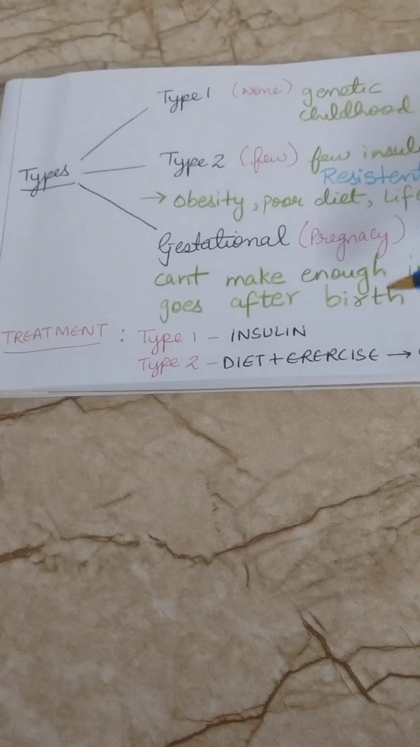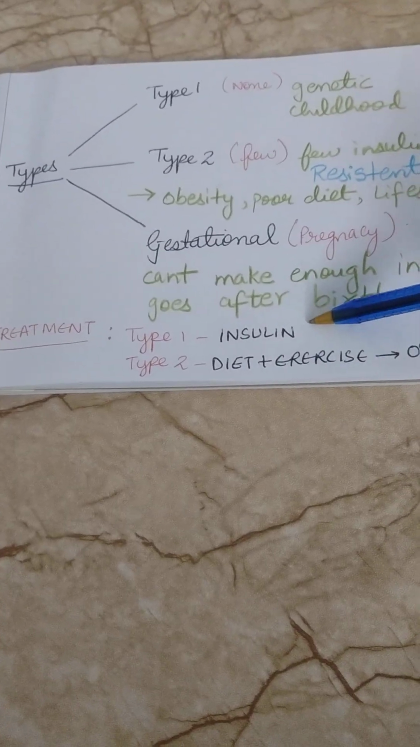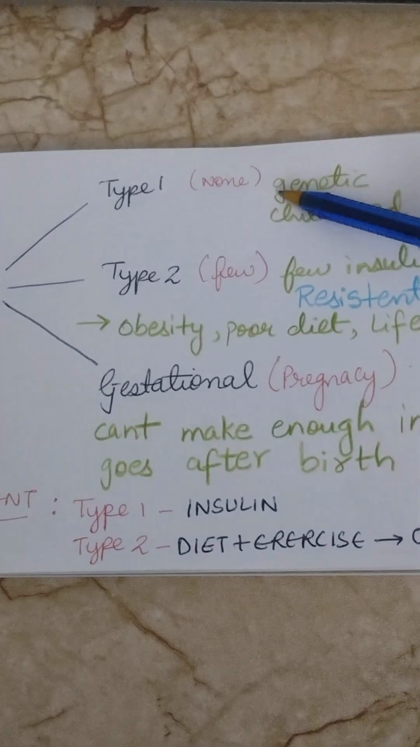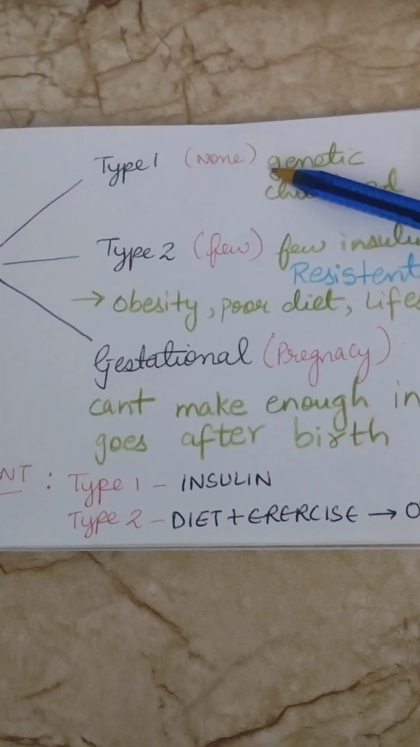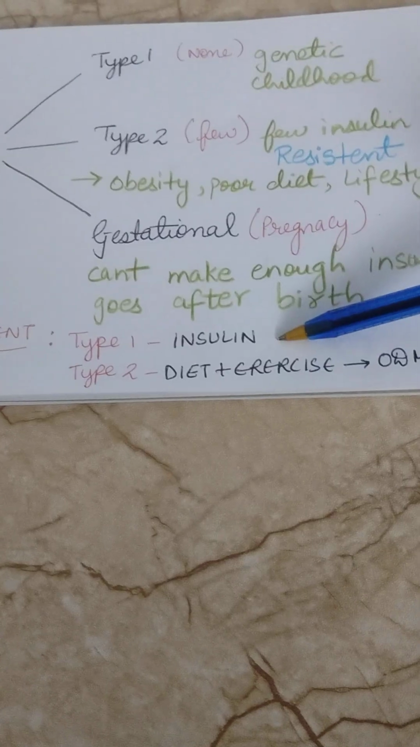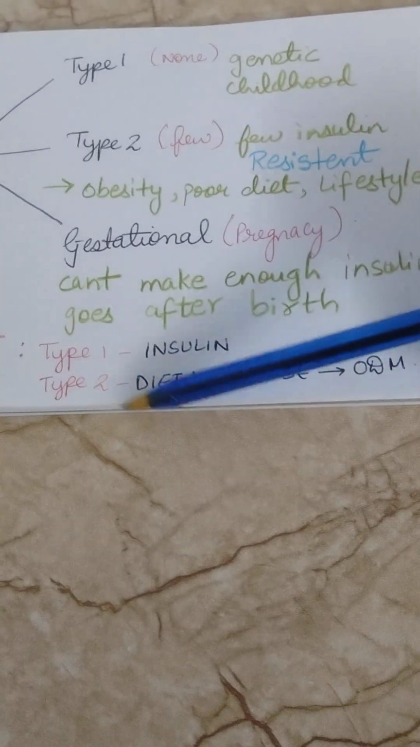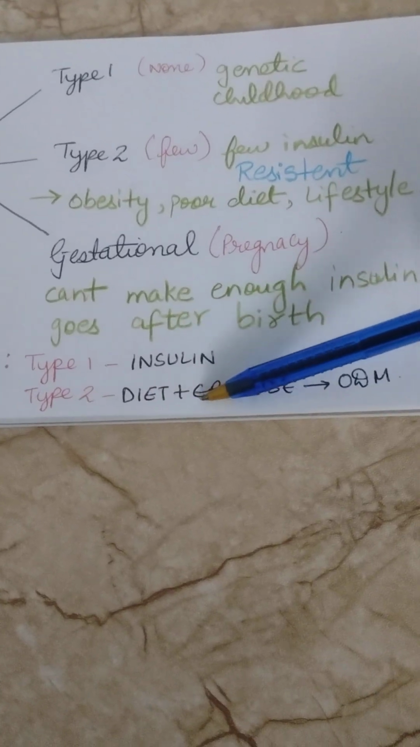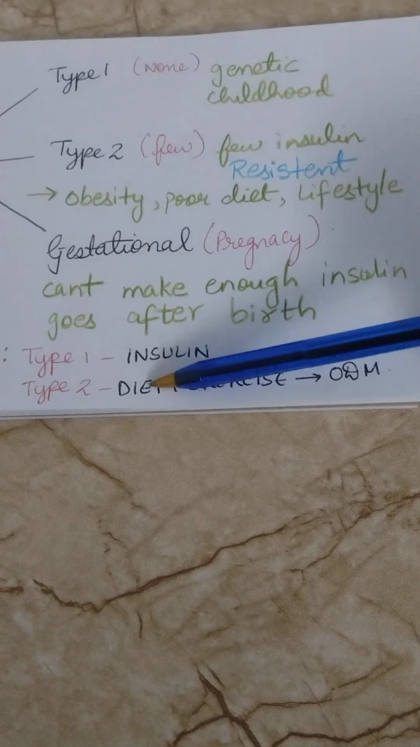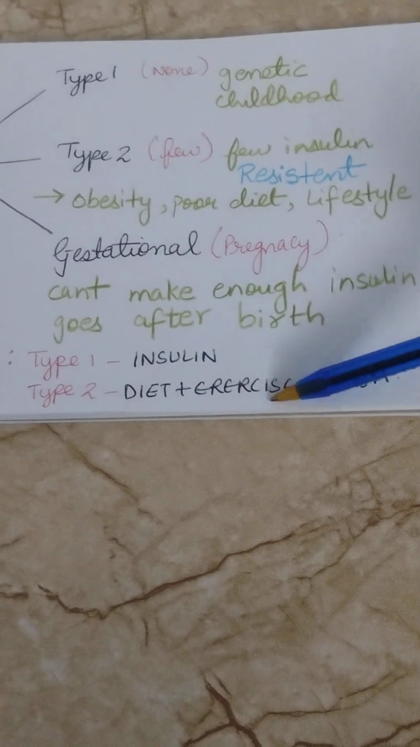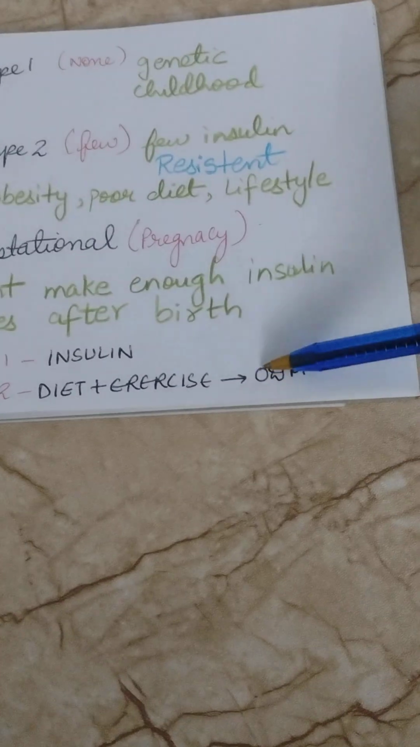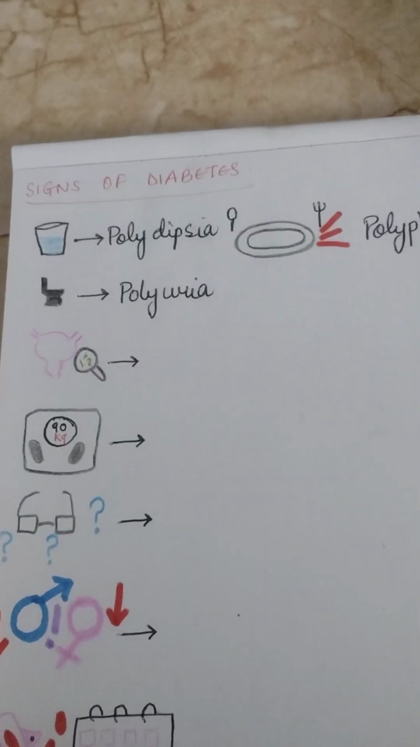Now we'll see the treatment. In type 1, as we know, none of the insulin is produced, so we need to administer insulin to the patient. And in type 2, it is a combination of treatments. So you can go with diet plus exercise as well as oral diabetic medicines.